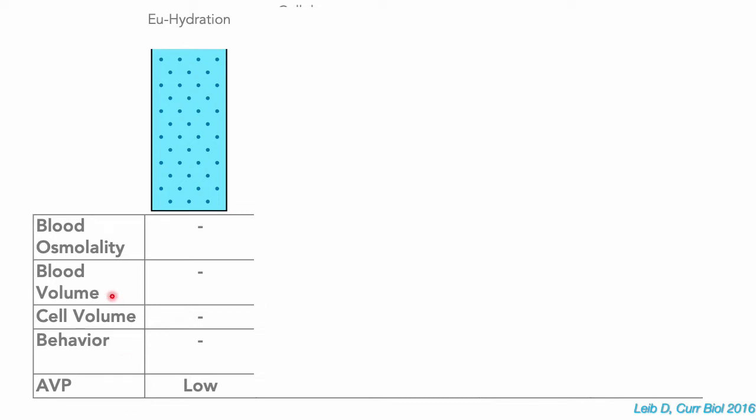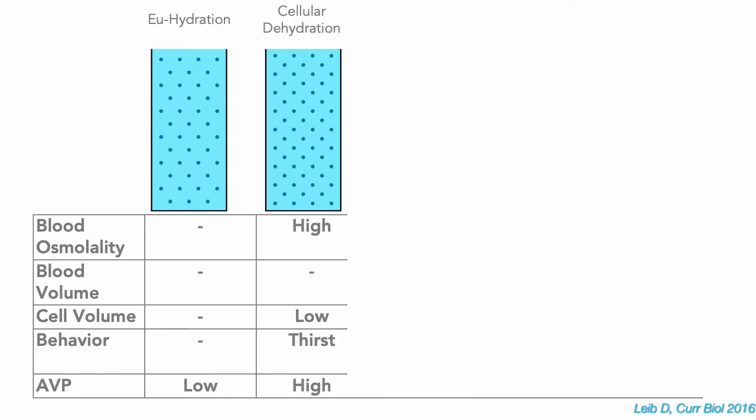So first of all, just to explain these diagrams, we have blood osmolality on the top, blood volume, cell volume, and behavior, and the behavior refers primarily to whether I am thirsty or not thirsty, and also whether you have vasopressin secretion, AVP or vasopressin secretion. So when somebody is euhydrated, blood osmolality is normal, blood volume is normal, cell volume is normal, and we're not thirsty, and vasopressin is low, and quite often even non-detectable sometimes when you're trying to measure it.